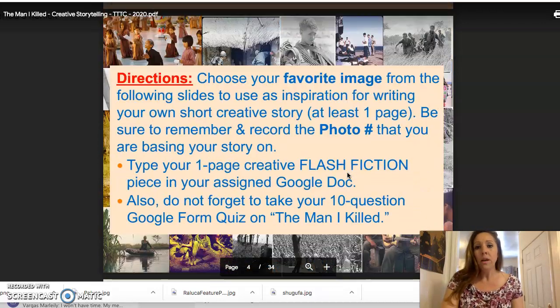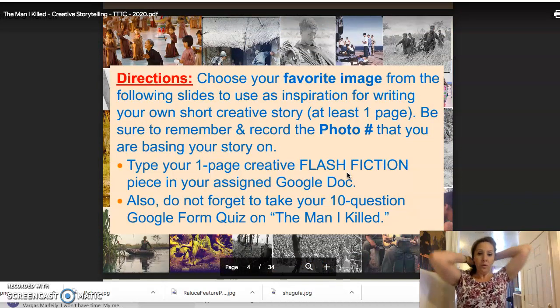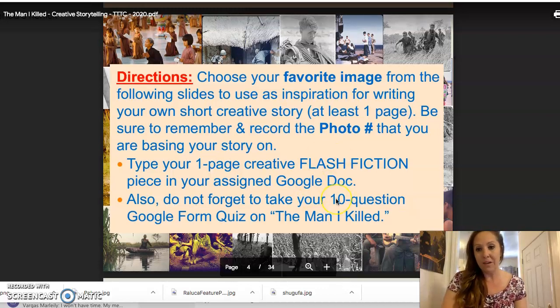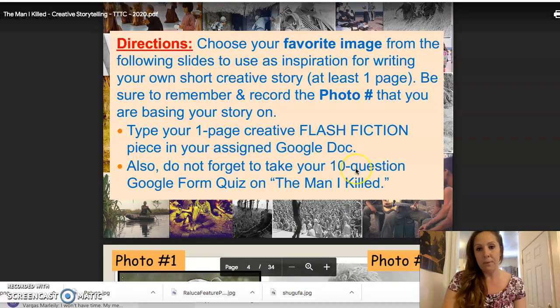So at this point, you're going to choose one of your favorite images from the following slides to use as inspiration for writing your own creative story. Please remember it's at least, this says 1 page, but it's 3/4 to 1 page. And remember to record your photo number and to type it into your assigned Google Doc. Also, don't forget to take your 10-question Google form quiz. This is an excellent opportunity to boost your grade, especially if you struggled on your Great Gatsby essay, which is also a test grade for this last marking period.